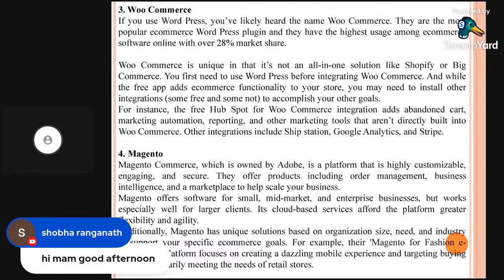Then the next one is Magento. Magento Commerce is owned by Adobe. It's a platform that is highly customizable, engaging, and secure. They offer products including order management, business intelligence, and a marketplace to help scale your business. Magento offers software for small and mid-market enterprise businesses. It's a cloud-based service offering greater flexibility and agility.